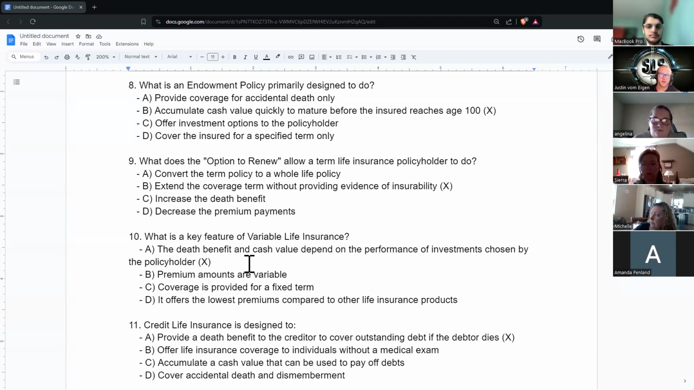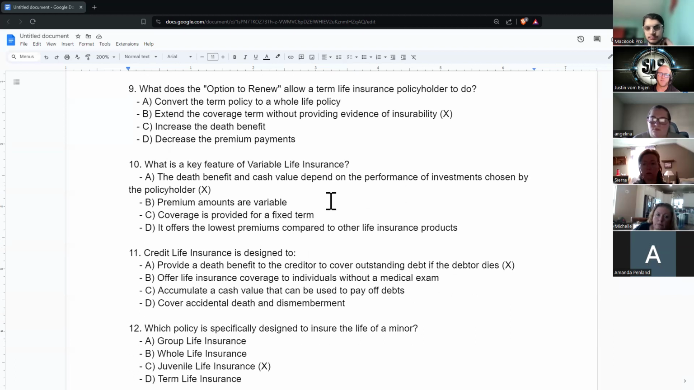What's a key feature of variable life insurance? Death benefit and cash value depend on the investments chosen by the policyholder. All right.